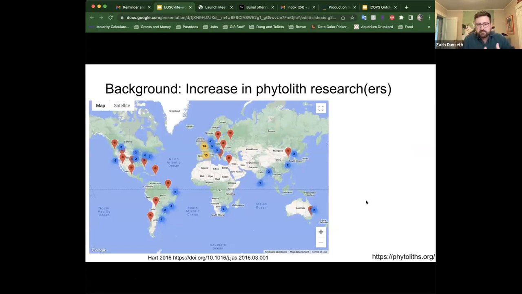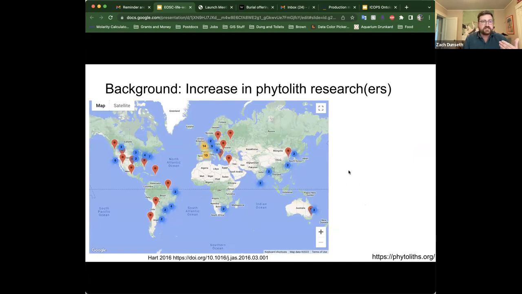As some background, we have a humongous increase in phytolith research and researchers around the world. If we look at this map from the IPS, International Phytolith Society, we can see the distribution of phytolith researchers around the world, or at least where they are located, not necessarily where research is occurring.